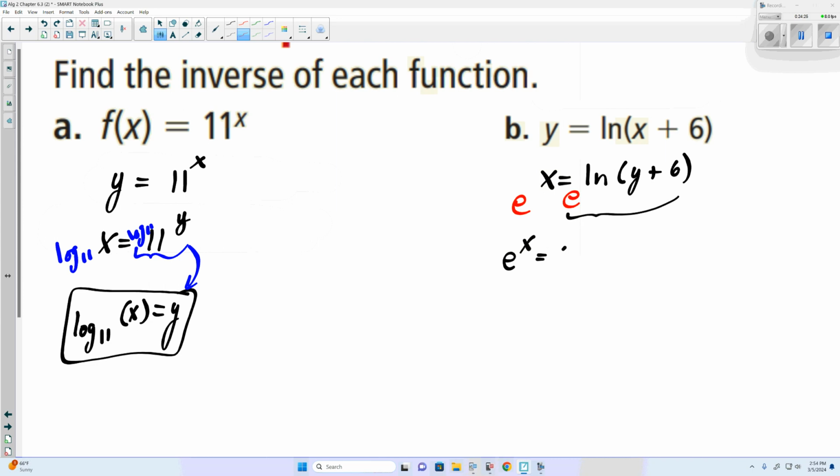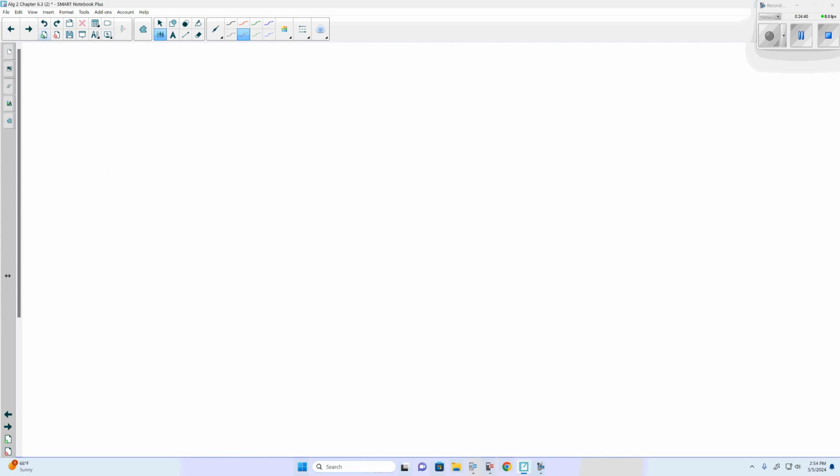Which part? So here, what's the base for the natural log? It's just e. It cancels out. So it is y plus 6.